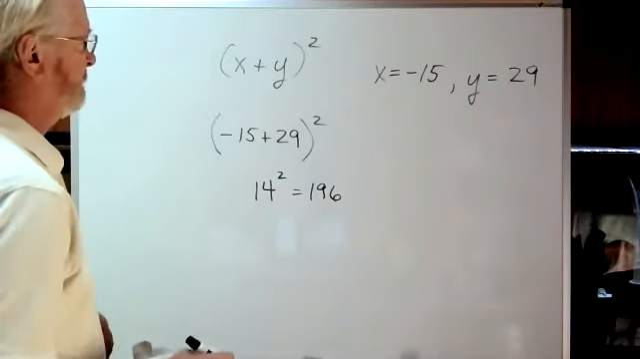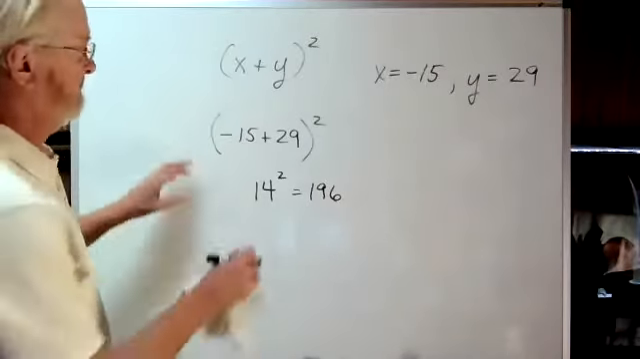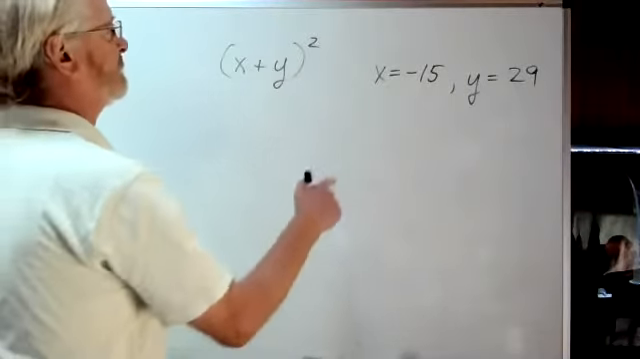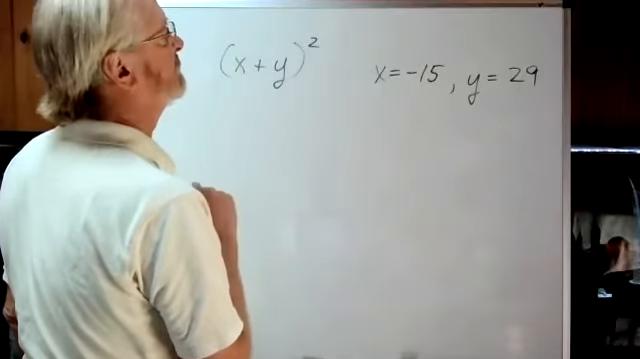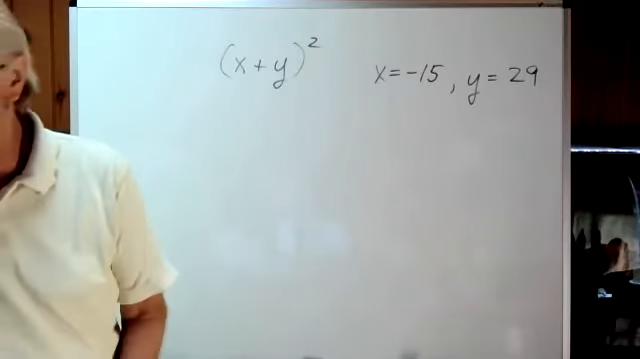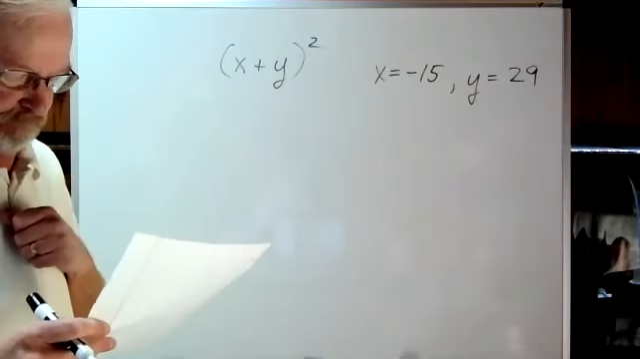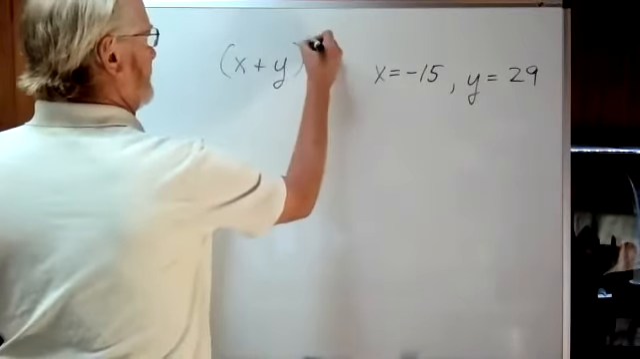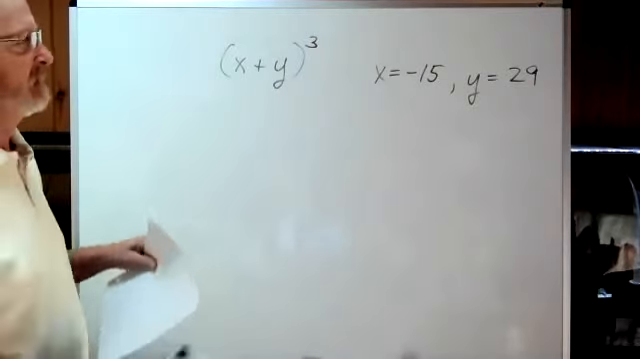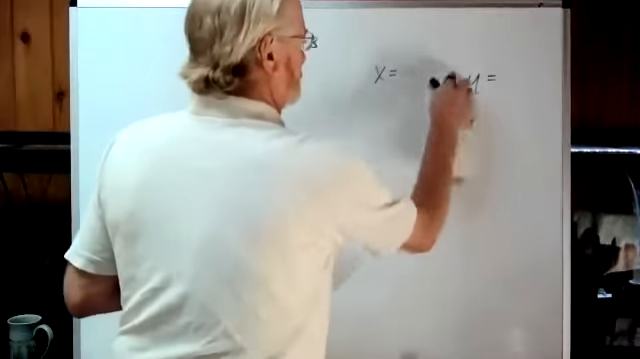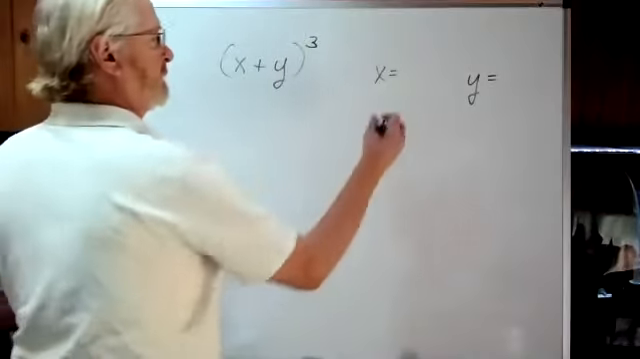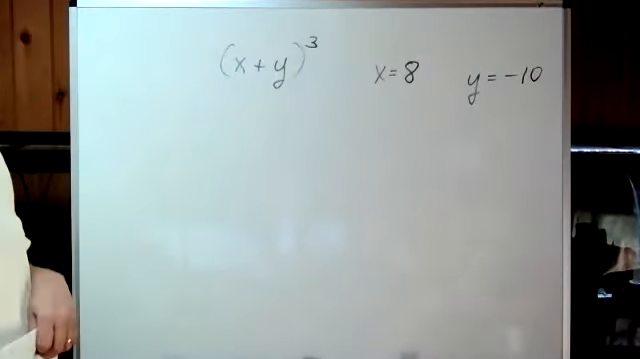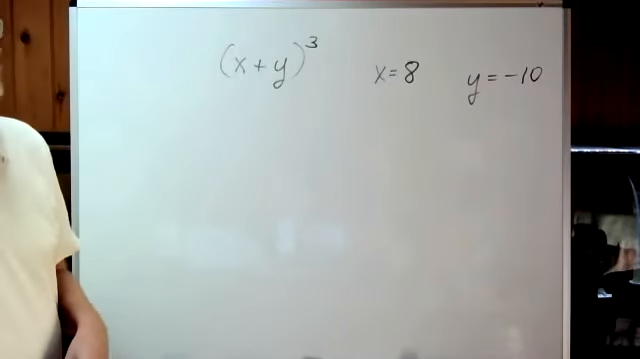Let's see. What if I had, I'm going to erase that one. Can I make it more interesting? Well, let's say, what if that was a 3? I'm going to cube this one, change a couple numbers here. Well, what if this is 8 and this is -10? Those are the values I'm going to plug in.